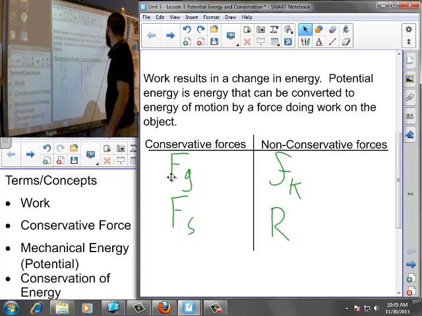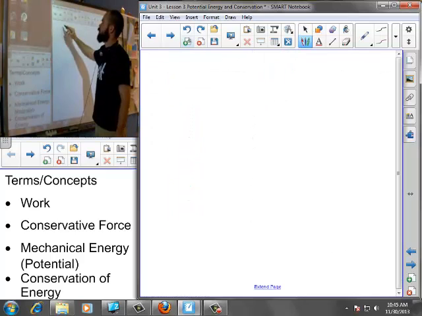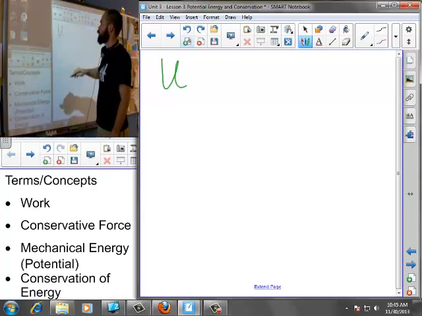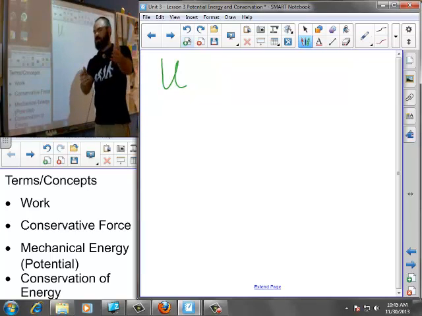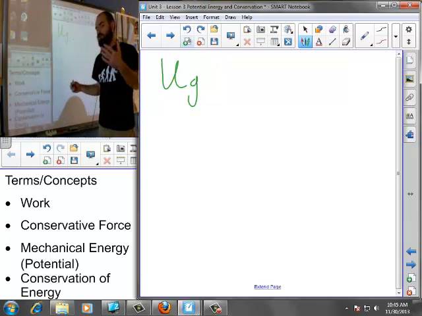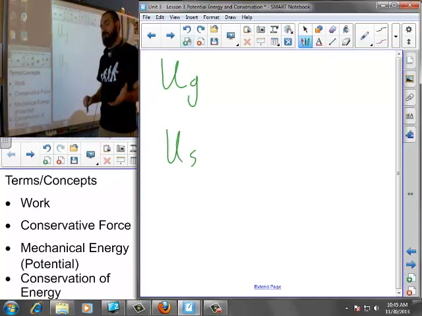So, let us look into this idea of potential energy. Potential energy is the work that can be done on the object, and we abbreviate it U. U for potential, because you have so much potential, right? So, UG would be potential energy due to gravity. Perhaps you write that down. US would be potential energy of a spring.